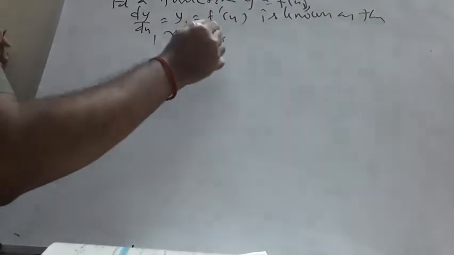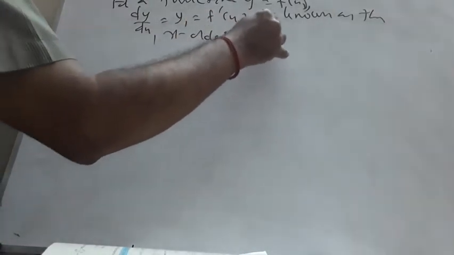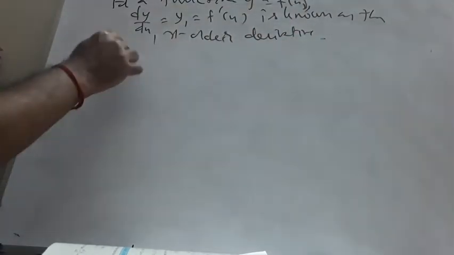Before going into the details of the various problems under this, it's better to know what we mean by second order derivative. For a function y is equal to f of x, dy by dx is equal to y1 is equal to f dash of x. All the three notations are the same, and it is known as the first order derivative. If you differentiate once, it is called first order derivative.